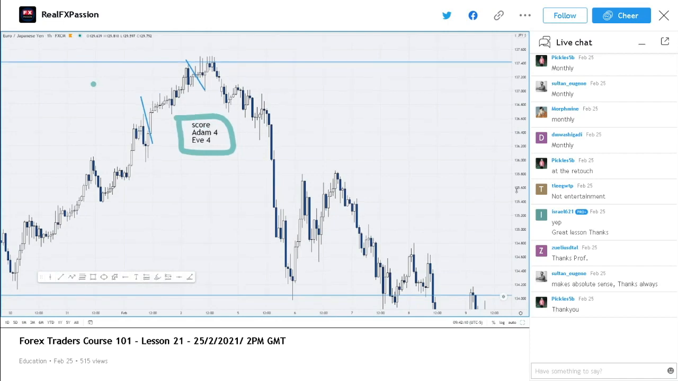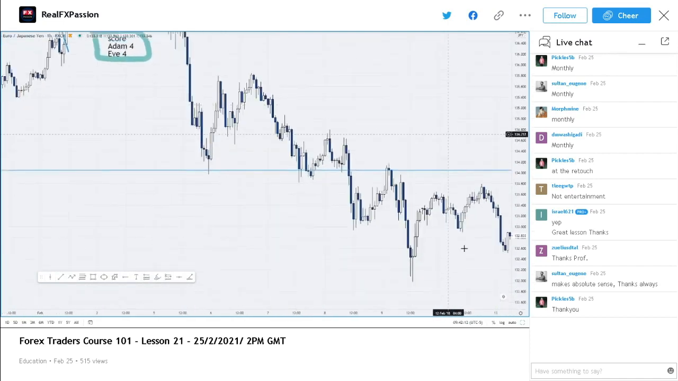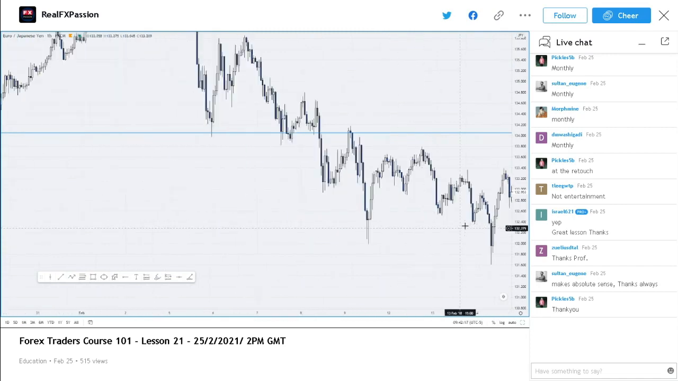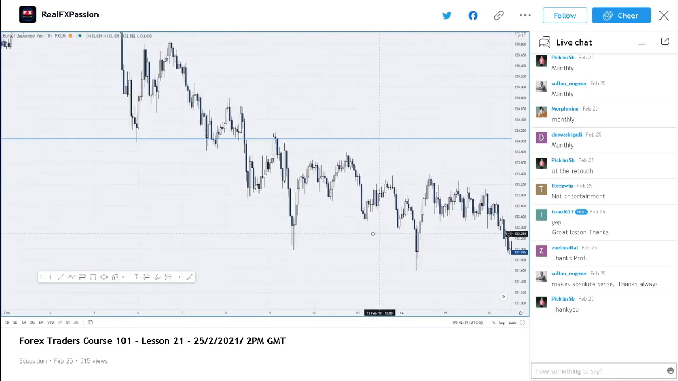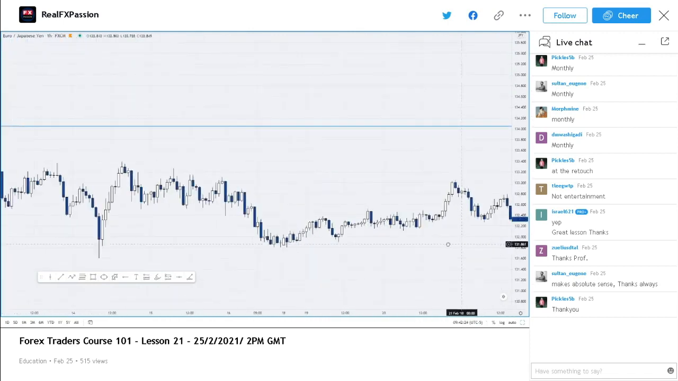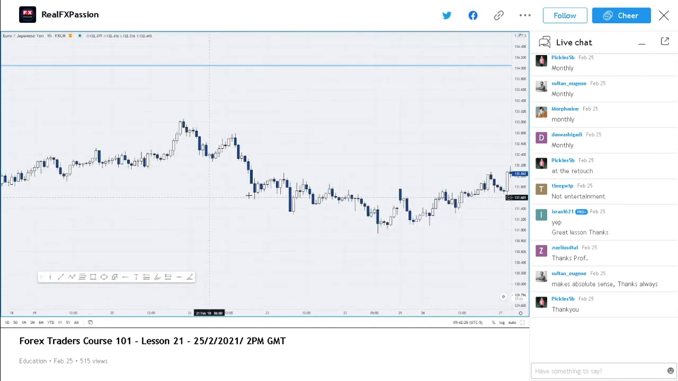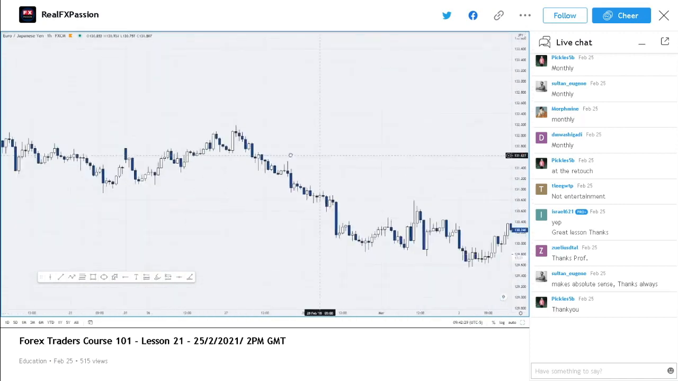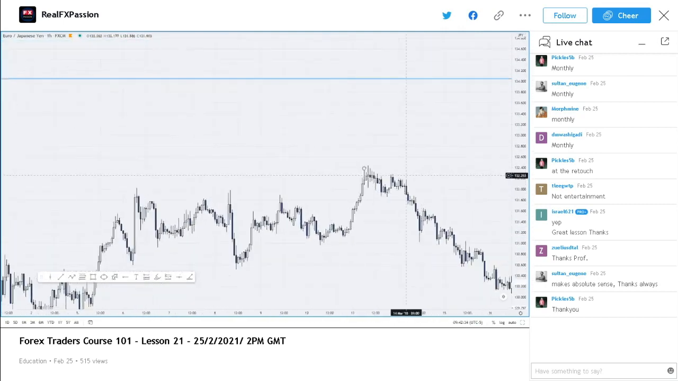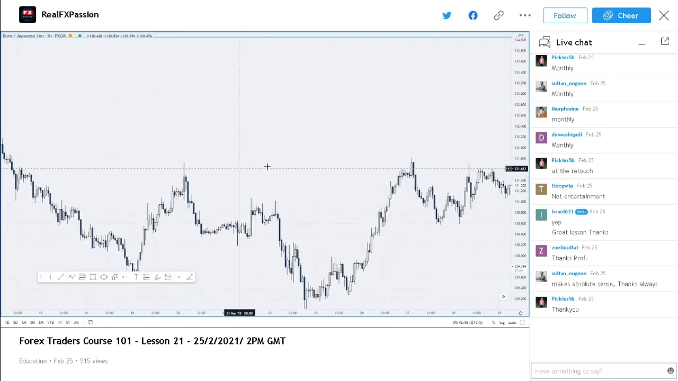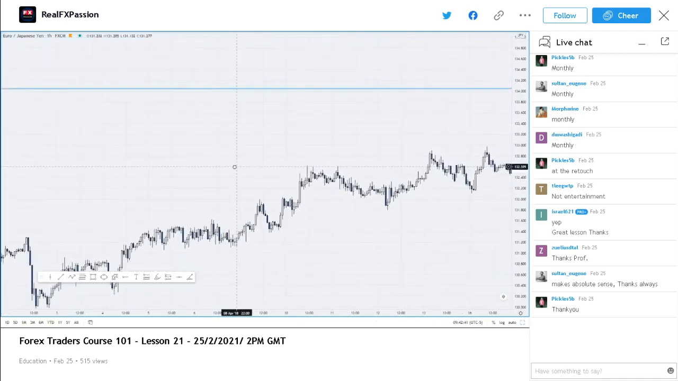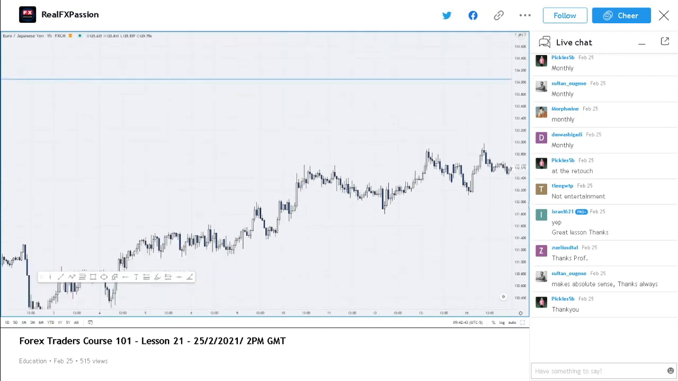Pivot point. Let's try to find another pivot point. Okay. So the market is in here, down, down and down. Let's find another entry. Another entry. Let's move the chart, everybody. It's going to take some time. Come on. Okay, right.